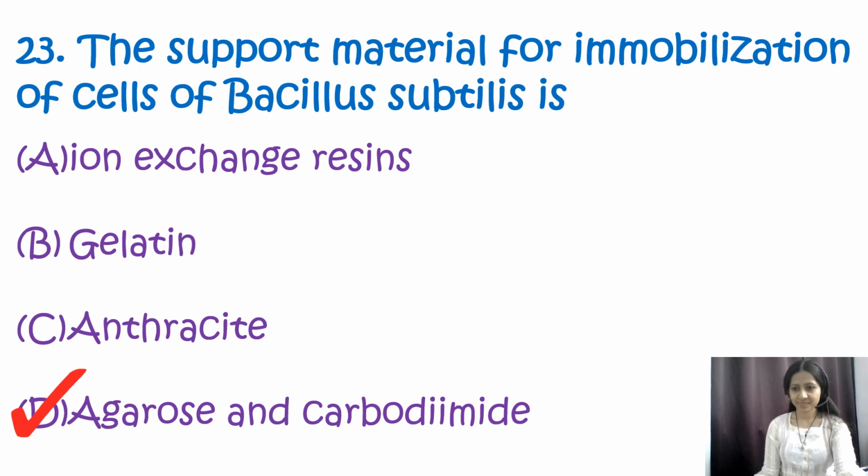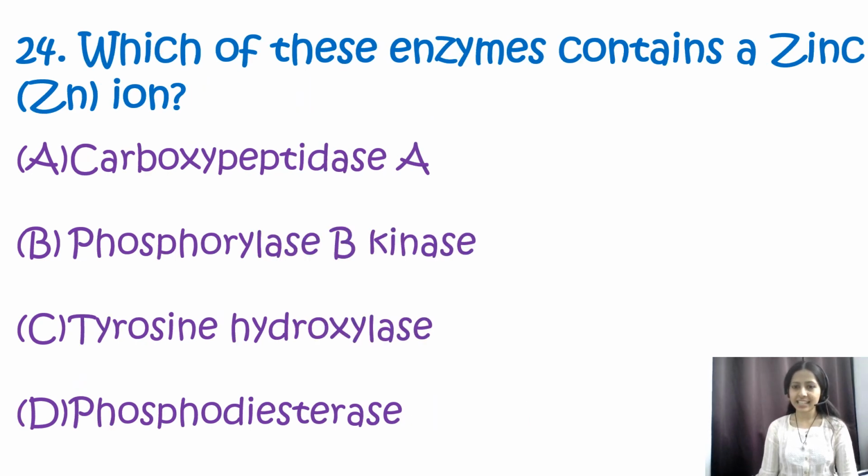Next, question number 24. Which of these enzymes contains a zinc ion? Options are carboxypeptidase A, phosphorylase B kinase, tyrosine hydroxylase, or phosphodiesterase. So over here my correct option will be A, that is carboxypeptidase A. This enzyme is also known as a metalloenzyme, which means it requires a metal as a cofactor for its activity. In the case of carboxypeptidase A, the metal ion cofactor is zinc. Over here, the correct option is A.